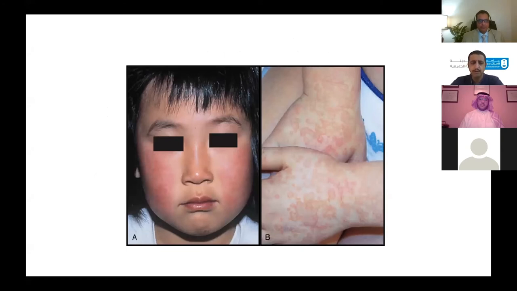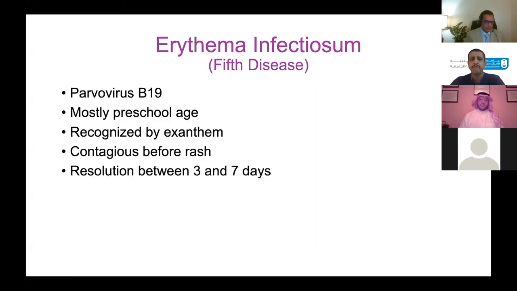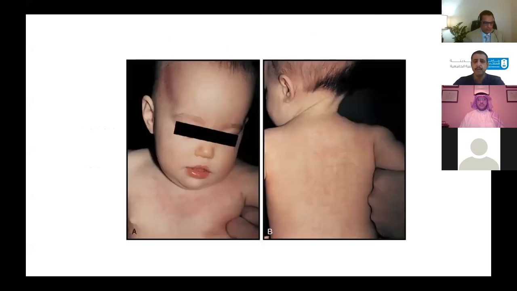Here, what you can see, if someone sees the face, you'll understand. We call these slapped cheeks, as well as this kind of rash. So we are talking about fifth disease or erythema infectiosum. It's caused by parvovirus. It's mostly in preschool age and recognized by clinical diagnosis. Treatment is supportive. The only interesting thing is that if you have a patient with hemoglobinopathies, like sickle cell, you have to be careful, because parvovirus may cause aplastic crisis. So be careful when dealing with a patient with fifth disease who has these abnormalities.